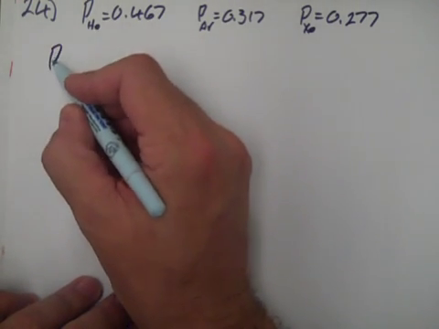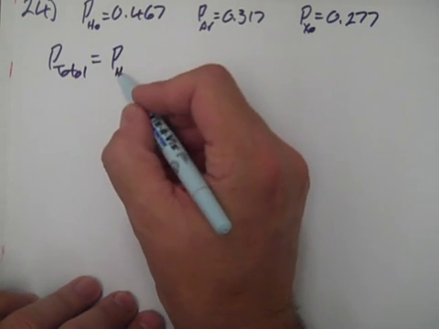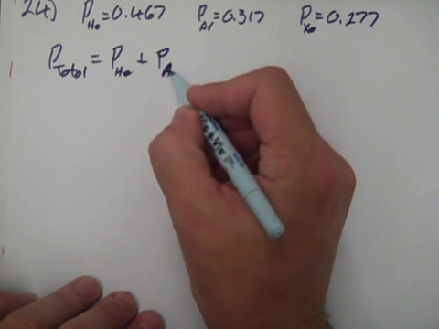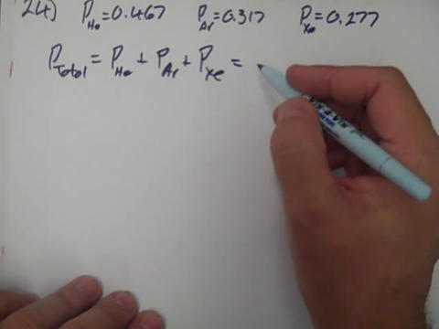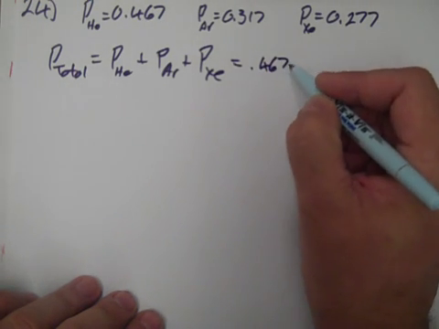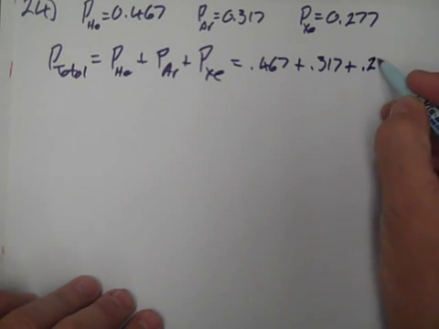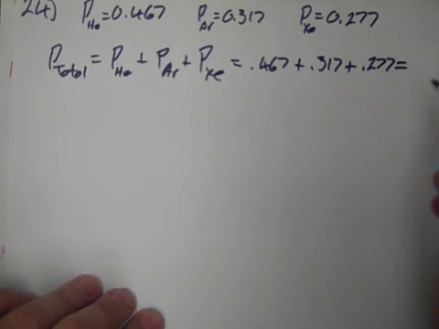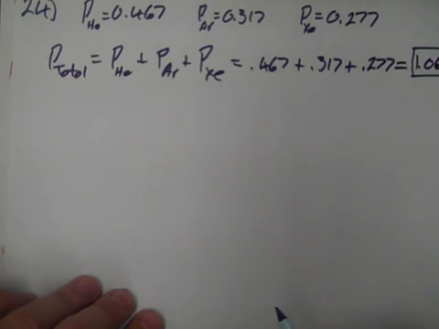So first things first, pressure total is going to equal the sum: pressure of He plus the pressure of Ar plus the pressure of xenon. So all I have to do is add together 0.467 plus 0.317 plus 0.277, and that all equals 1.061 atmospheres. So that's my total pressure. That's one of the things I needed to find. What's my total pressure?